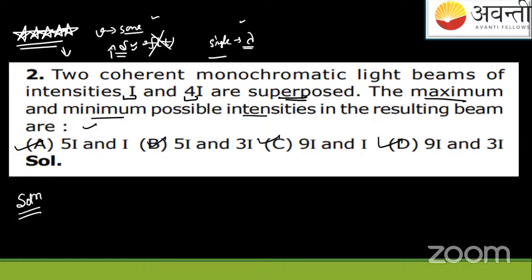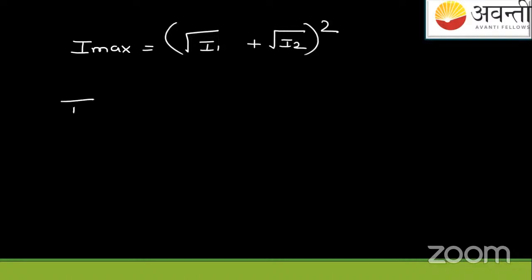Okay, the light beams are having the intensities I and 4I. Let me give you the solution now. See, students, we have studied interference, and I max is given by (√I1 + √I2) whole square, and I minimum is given by (√I1 − √I2) whole square.